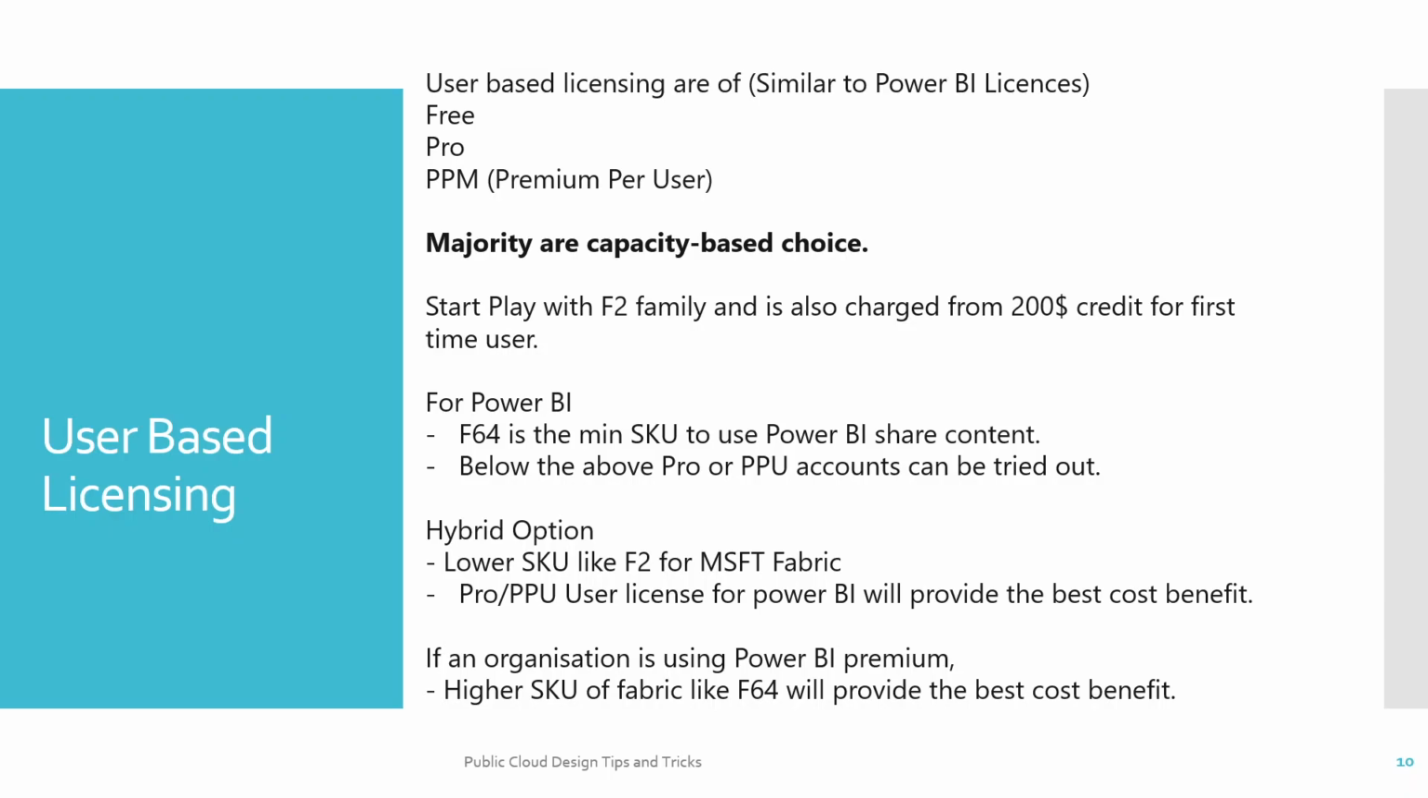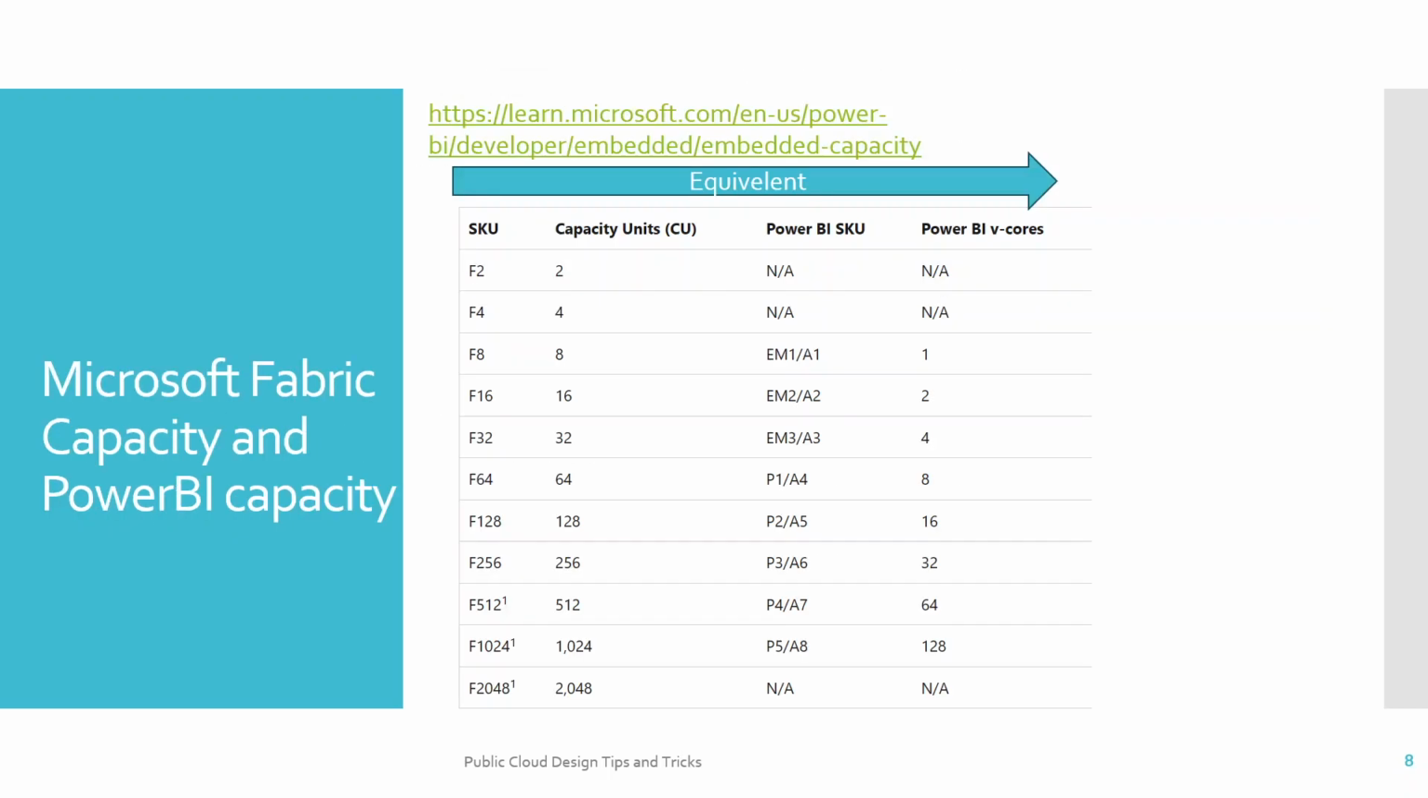So if you see in this matrix, after F2, F4, then you have the embedded possibility of Power BI. So F8, you can use both basically. If you don't need a premium requirement on the Power BI side, but you still need the Power BI capability, you can go for F8, where you can use Fabric data elements, and then you can have an EM1 A1 kind of Power BI facility.